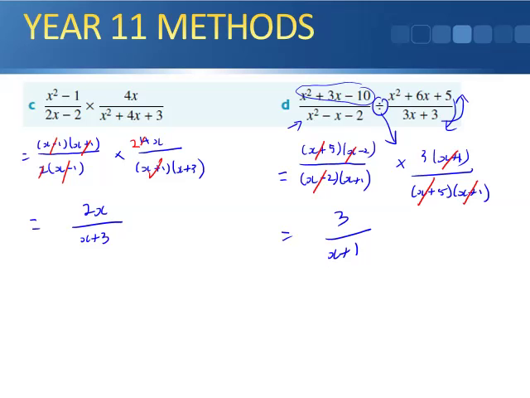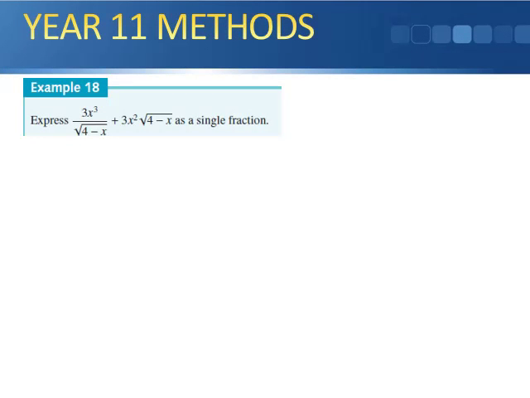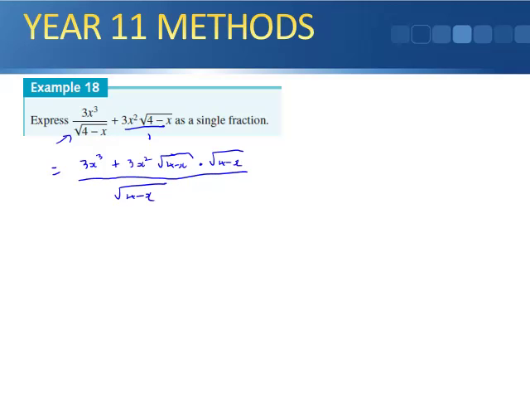Example 18 says express 3x cubed divided by the square root of 4 minus x plus 3x squared, square root of 4 minus x, as a single fraction. So this one here, because we need to do it as a single fraction, that's just over 1. So my denominator is going to be that. So 3x cubed plus 3x squared, the square root of 4 minus x. And I'm going to times that by the square root of 4 minus x, to get it on the same denominator of the square root of 4 minus x.